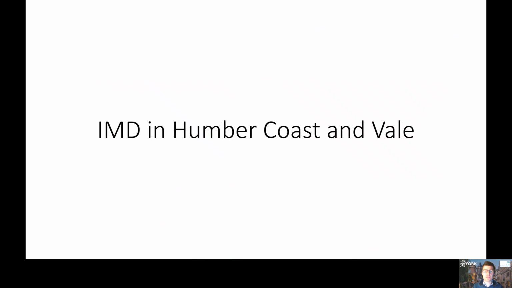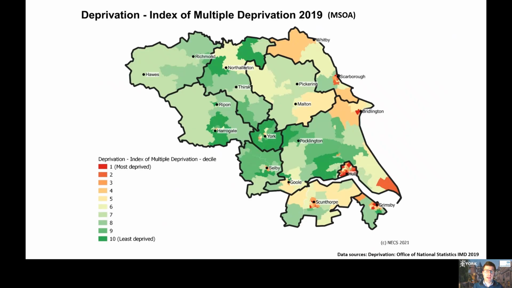Thinking about the deprivation deciles in Humber, Coast and Vale. Here we have a map. Its middle super output area is slightly larger here, and showing that we have areas that are towards the red end, more deprived in various bits of our geography, particularly around the east coast and around the city of Hull and North East Lincolnshire local authority area.